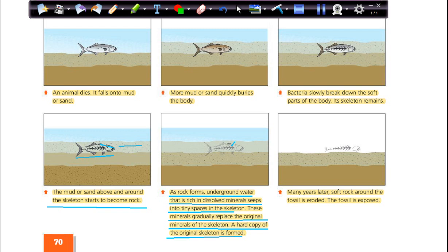Many years later, soft rock around the fossil is eroded. The fossil is exposed. So because of this erosion or any other factor, the rock will break and the fossil will be exposed. Or sometimes the scientists can dig and find fossils. So what do we call these people, the scientists that look for fossils or study fossils? We will see in the next page.